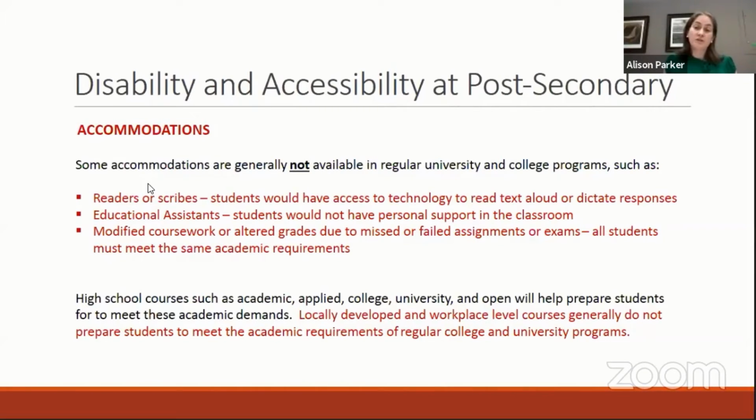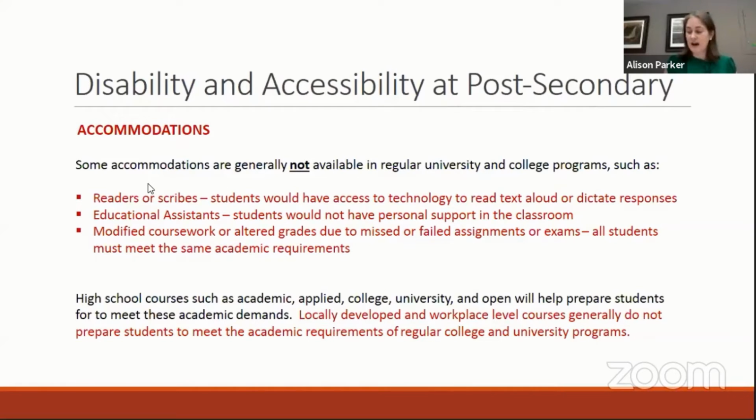Similarly, for educational assistants, students sometimes have EAs due to physical disabilities, or some students with autism spectrum disorder or other disabilities. Again, those students likely would not have an educational assistant. They would be required to take care of their own needs in the classroom. Also, sometimes schools modify coursework or alter grades due to missed or failed assignments. Again, this is the type of accommodation that generally does not continue at post-secondary. All students must meet the same academic requirements and the same grade weighting for their courses.